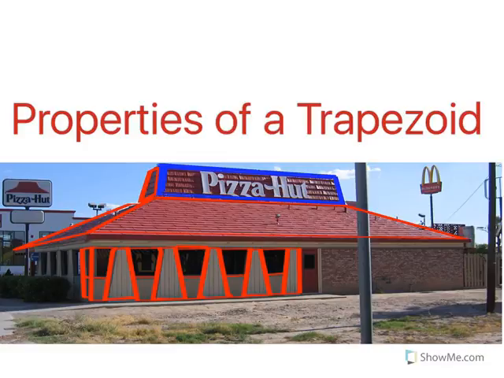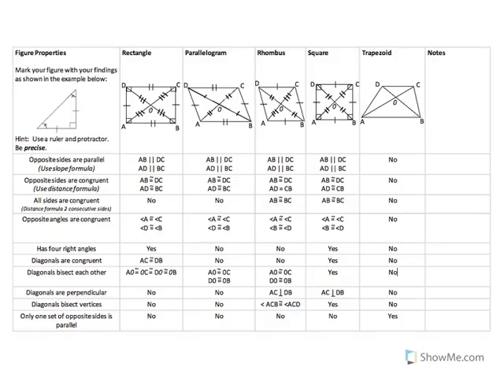Today we learned about the last figure on our chart, and it is called the trapezoid. So the trapezoid is a quadrilateral. However, it is a very cheap figure. It only has one property that we need to know, and that property is that only one set of opposite sides is parallel. Everything else in the trapezoid is a no.